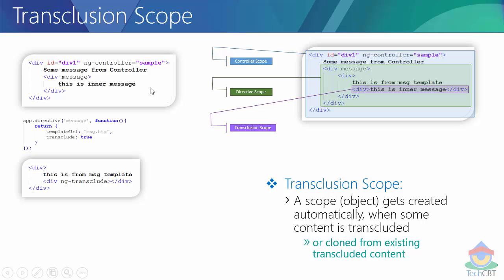of the transcluded content. And if you are using the clone linking function for each of those instances of the transclusion content, we are going to have a separate transclusion scope created. So if we have multiple transclusion elements here, we are going to see multiple transclusion scopes, and that too if we are using the clone linking function as covered in my previous video.